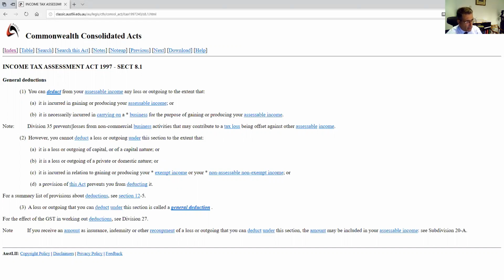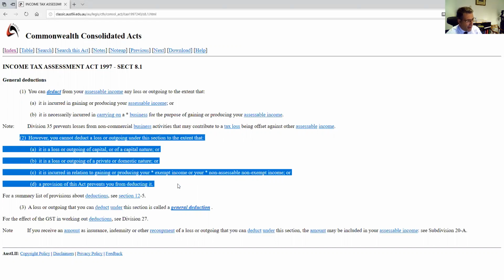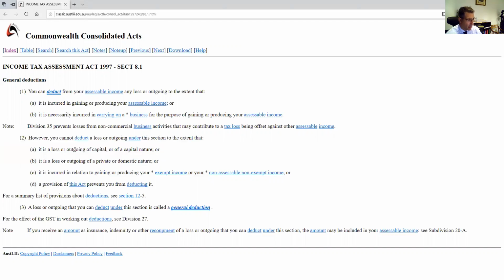There's the note that mentions Division 35, and then there are the four negative limbs in subsection 2 of section 8-1, the first being a loss or outgoing of capital or something of a capital nature. The second being a loss or outgoing of a private or domestic nature. The third is that the loss or outgoing is incurred in gaining or producing exempt income. And the fourth is a provision of this Act prevents you from deducting it.